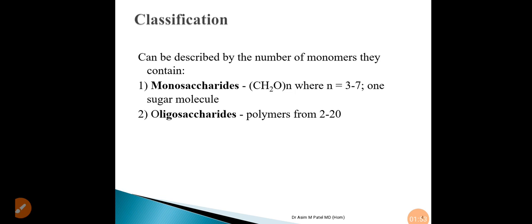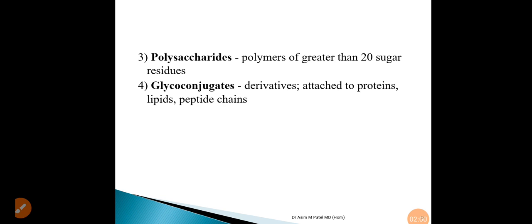Oligosaccharides contain 2 to 20 sugar molecules. Polysaccharides are the polymers of greater than 20 sugar residues. And glycoconjugates are the derivatives of carbohydrates which are attached to proteins, lipids, and polypeptide chains.